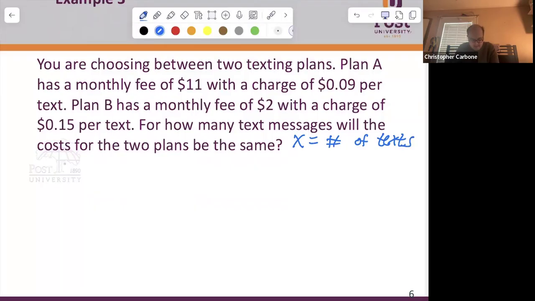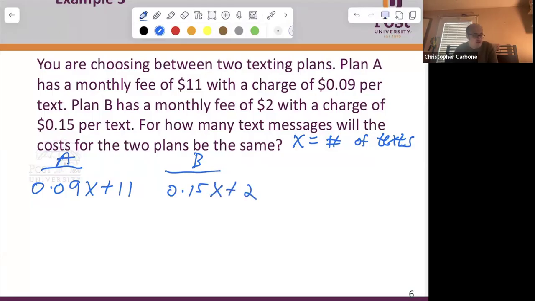So for plan A, that's 0.09 times x plus 11. For plan B, that was 0.15 plus 0.15 times x plus 2. And we want to set these equal to each other.